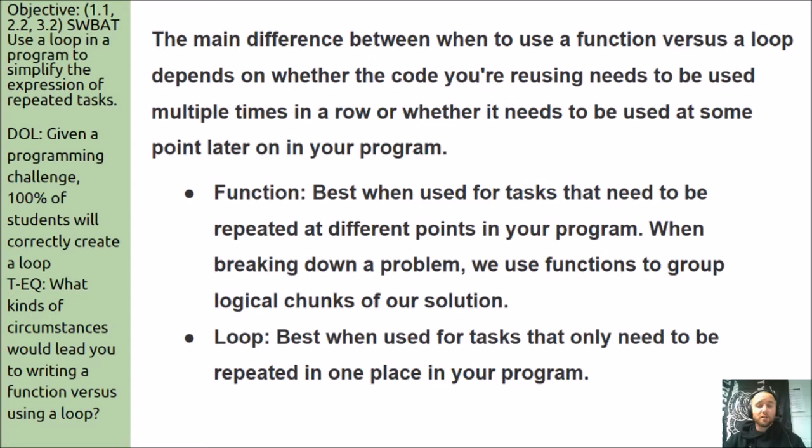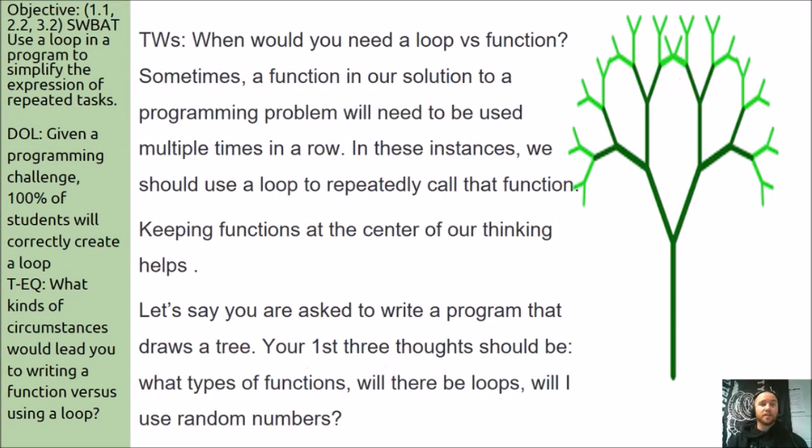Let's take a moment here to nail down why you would use both. You'd use a function when the task needs to be repeated at different points in the program. You use a loop when the task that needs to be done is repeated in one place of your program, in the same place. So just so I know you're understanding the difference between the two, please tell me, when would you need a loop versus a function?